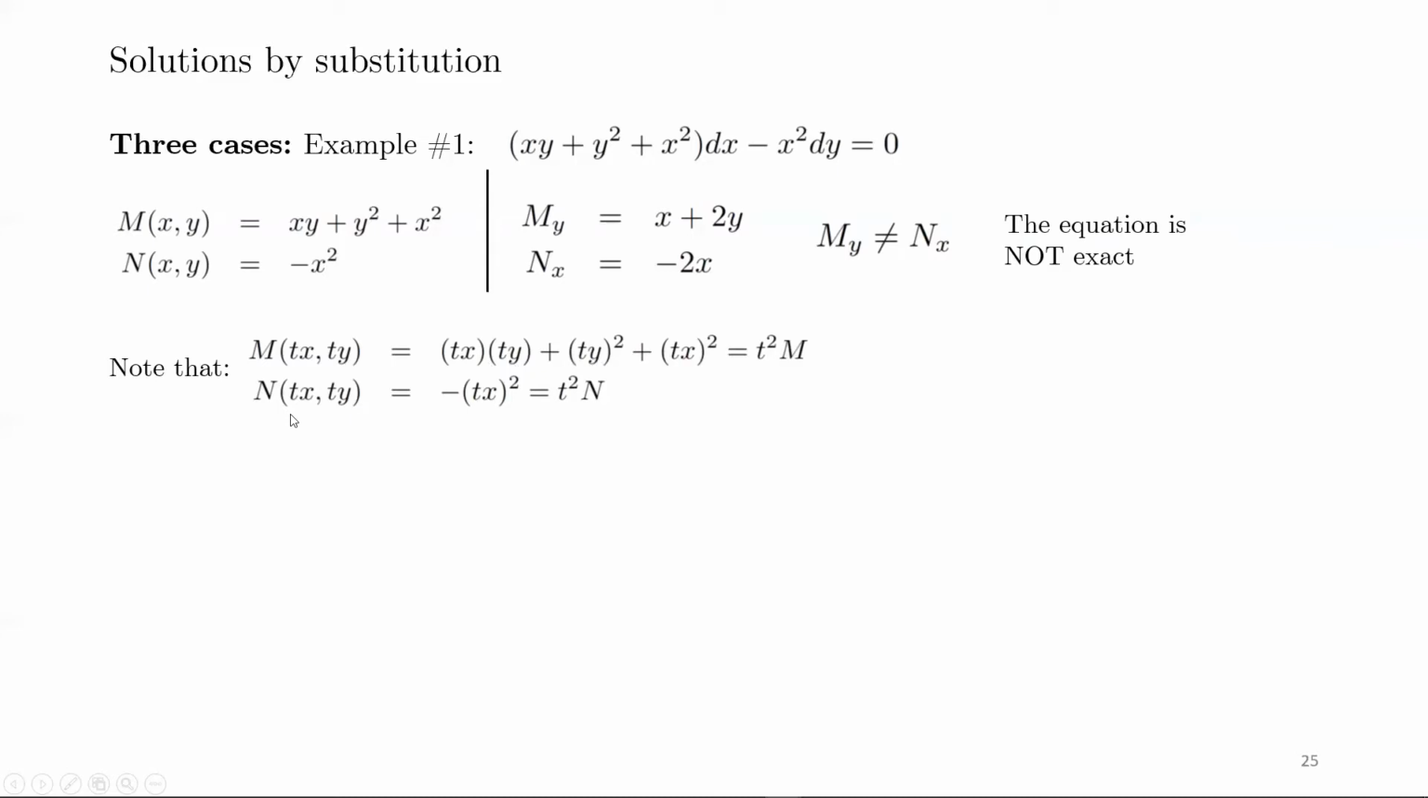Similarly, for the function N, if I evaluate at tx and ty, I get negative tx squared, so I get something that is t squared times minus x squared, which is simply t squared times N evaluated at xy. So in fact, it turns out that this equation is homogeneous of order 2, because the power of t here is 2, the power of t here is 2, they're equal, therefore this equation is homogeneous.